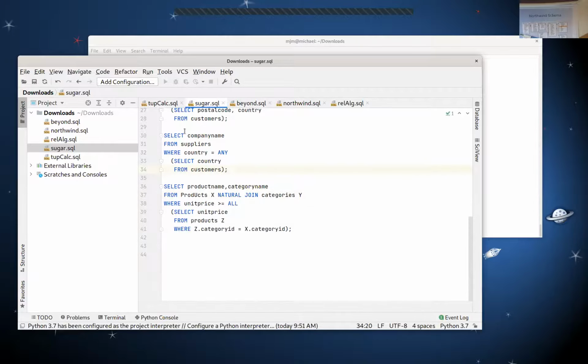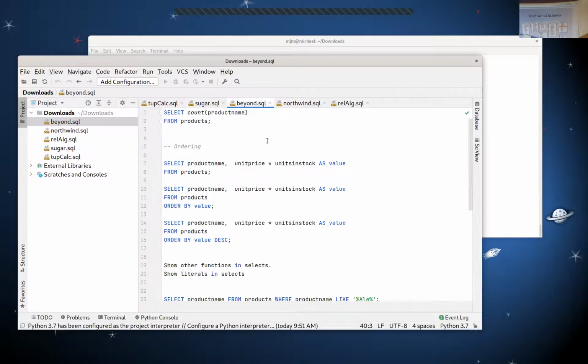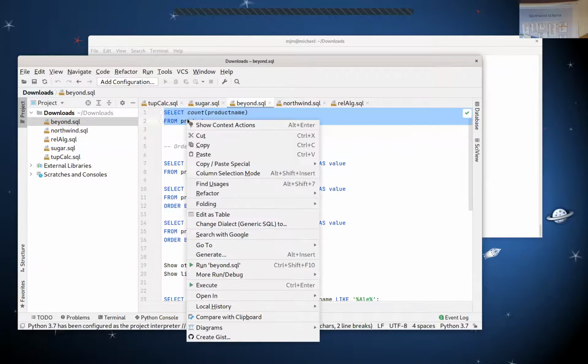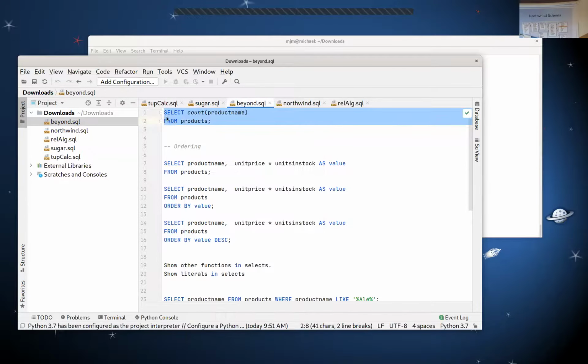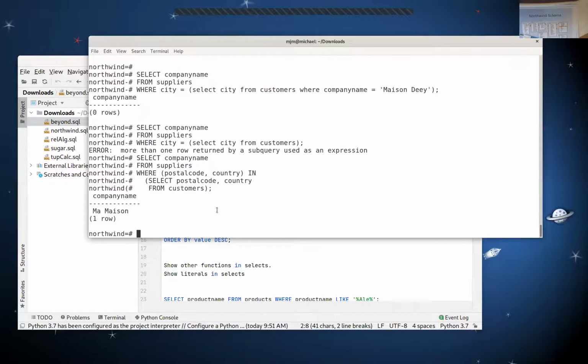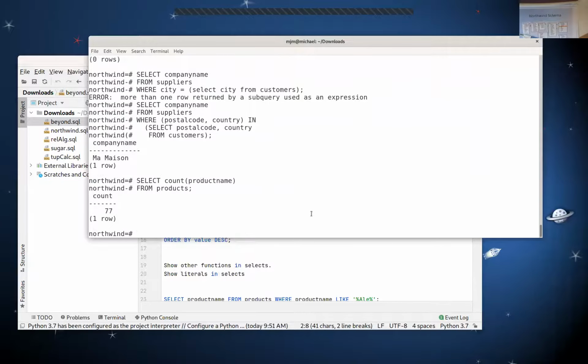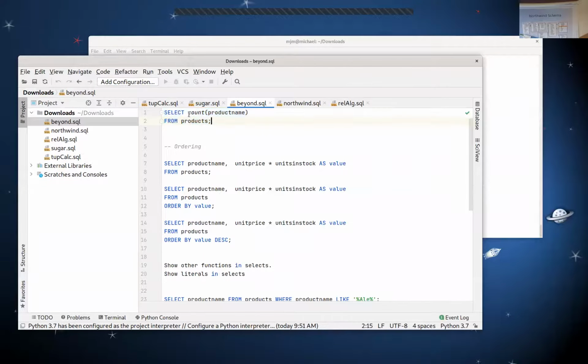That was just a little bit of sugar you can add. Now let's go a little bit beyond. We're getting into the realm of going beyond the expressivity of basic relational algebra and tuple calculus. But of course we have to do this, because these are such basic things. So counting: you cannot do this in basic relational algebra. You can't do counts. But we can do it here. 77 of them. Count over the product name.